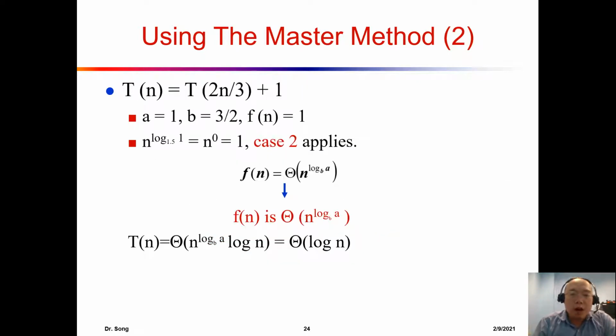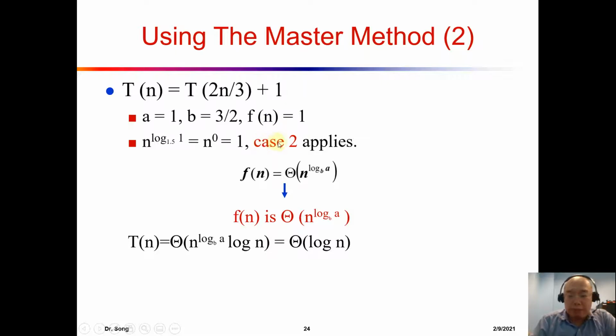Okay, so how about case 2? Let's see another example. For this one, what is A? A is 1 because there's no number here. And what is B? B is 3 divided by 2. And what is Fn? Fn is 1. This means that it is a constant value, right? So let's figure out what n to the log_b a is. n to the log_b a will give you n to the power 0, which is 1. So n to the log_b a is 1. And Fn is also 1.